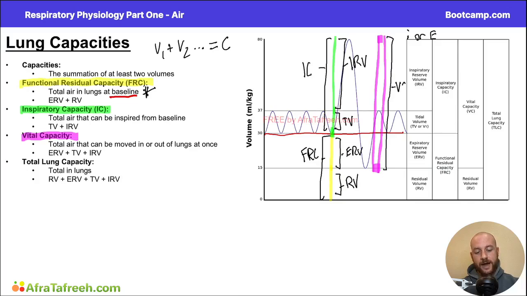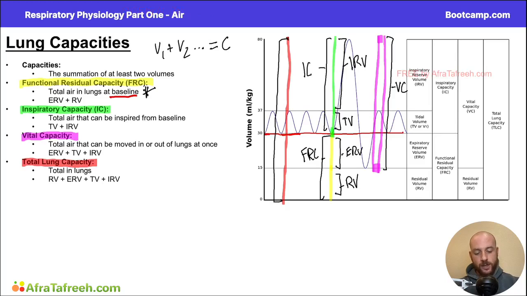That's our vital capacity. All right, and let's finish off with the easiest one, which is total lung capacity. So total lung capacity is every single volume added up. So it would be our residual volume, our expiratory reserve volume, our tidal volume, and our inspiratory reserve volume. And so total lung capacity would be this vertical distance right here. And like we just said, the total lung capacity is the sum of all four lung volumes.